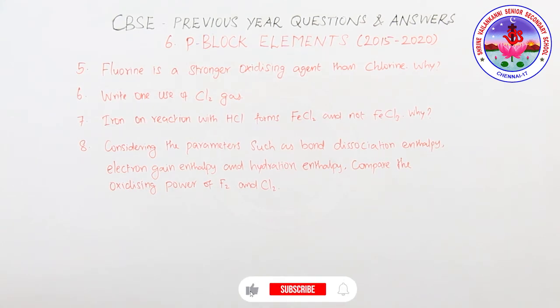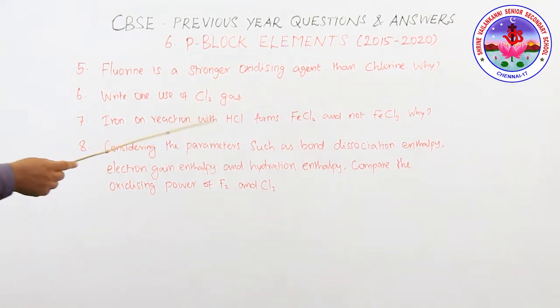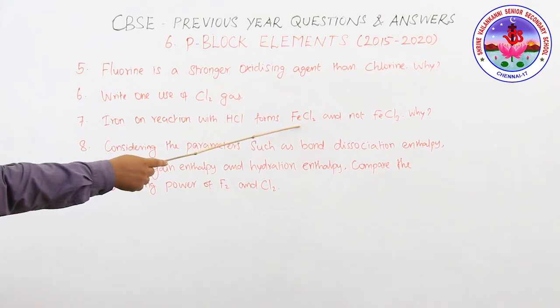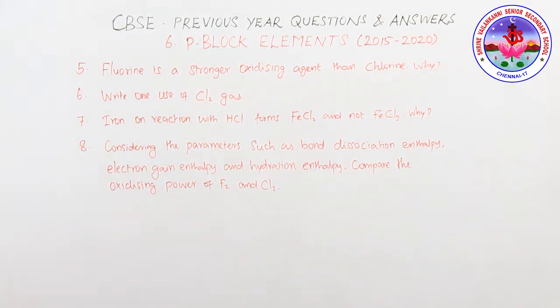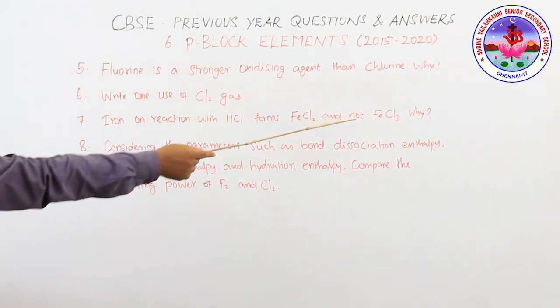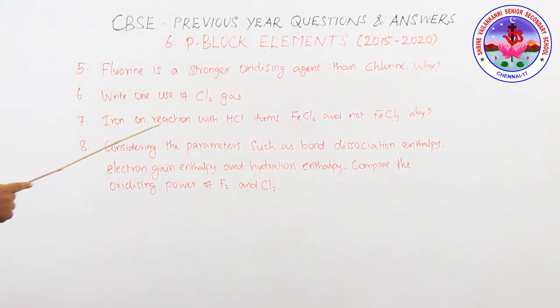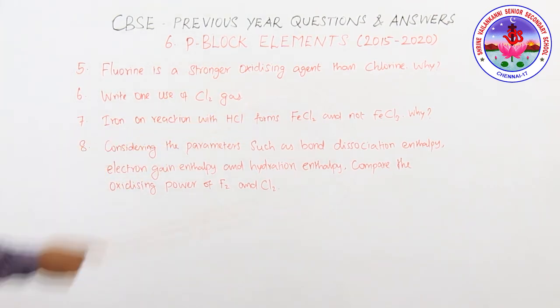Look at this. Iron reacts with HCl to form iron 2 chloride and not iron 3 chloride. Why? That is, ferrous chloride, not ferric chloride, is formed. Because the evolution of hydrogen gas prevents the formation of ferric chloride. That is the reason.